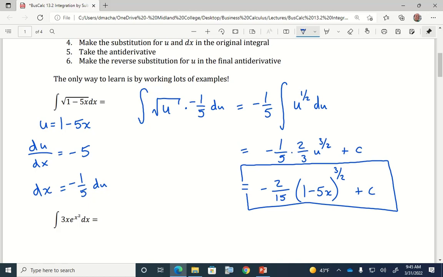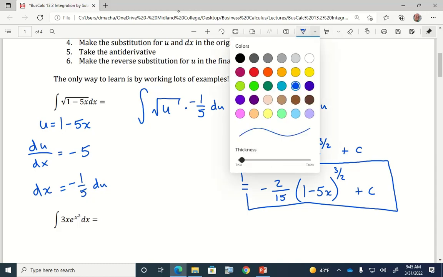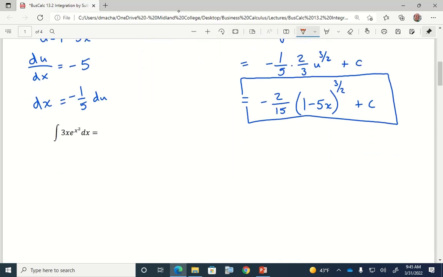Again, like always, you can always take the derivative of your answer here. And make sure that after taking the derivative, you get back the square root of 1 minus 5x. In fact, let's do that really quick. So here we're checking our answer. Taking the derivative, the negative 2/15 stays the same. Then I have a power rule going on where I'm going to bring down that 3/2 out front. And then the power rule says I subtract 1 from my exponent, so that becomes a 1/2 power. And on the inside I have 1 minus 5x.